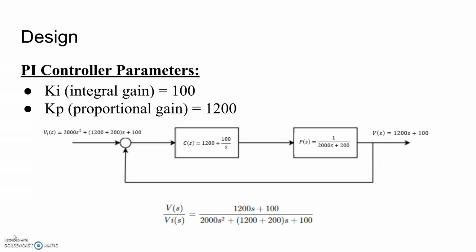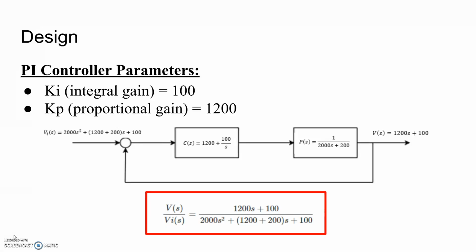In order to control this feedback system, a proportional integral, or PI controller was used. This type of control uses two gains, Ki and Kp, to control the system. After some iteration, we found the appropriate parameters and modeled C(s). Simplifying this system gives us the final transfer function shown.